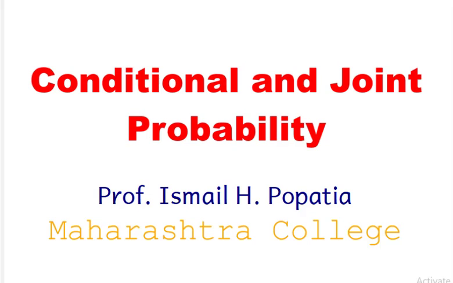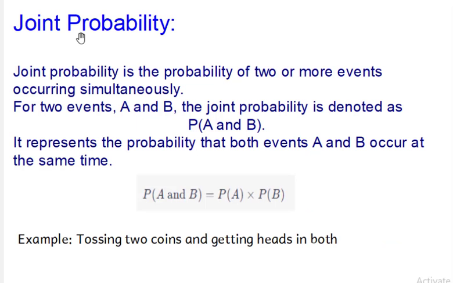In this session, we will study conditional and joint probability. This probability theory is used in AI for making decisions under uncertainties. So, let us see what joint probability is. Joint probability is the probability of two or more events occurring simultaneously.